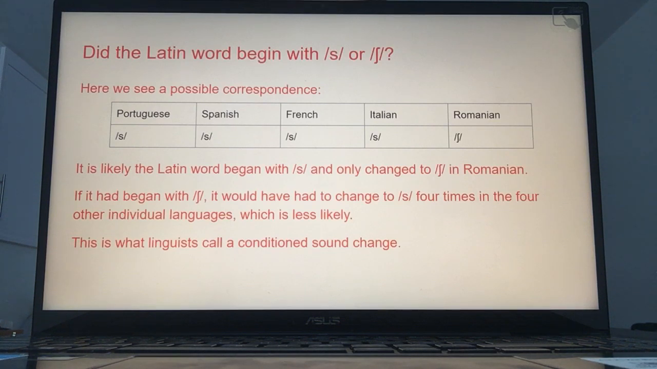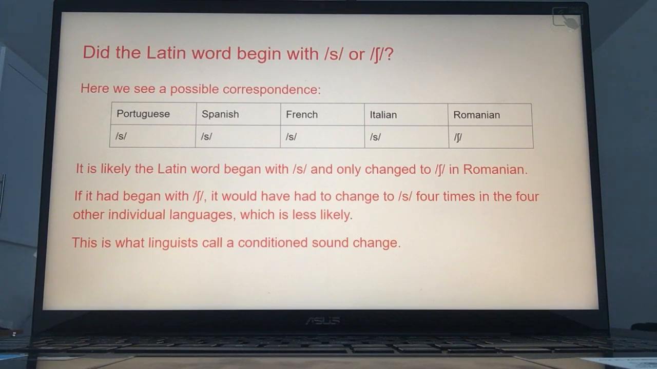Well, there might be a correspondence where at the beginning of a word, what is s in the other Romance languages is sh in Romanian. Since we analyzed this possible correspondence, this pattern, we could say that maybe the word began with an s, but it likely changed to sh only for Romanian. If it was sh, then it would have had to change into s in all the other Romance languages, 4 sound changes, and it kept sh for Romanian, which is less likely.